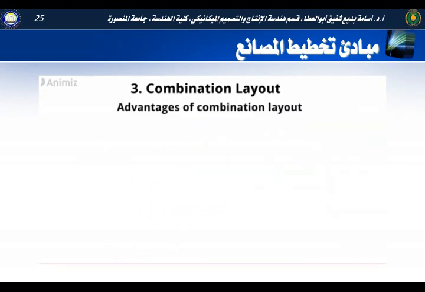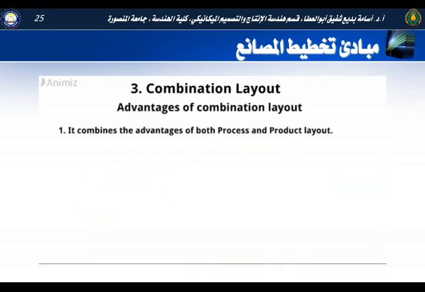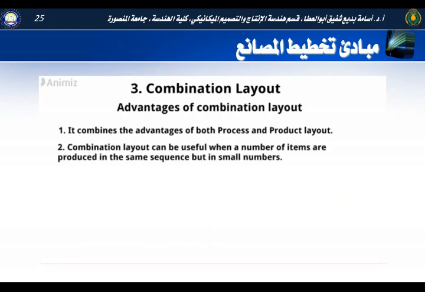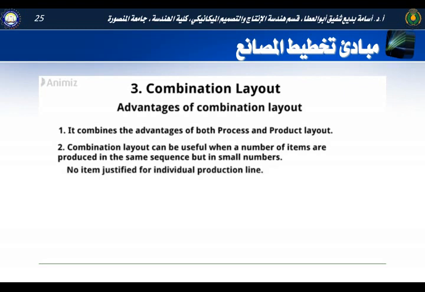Advantages of combination layout. 1. It combines the advantages of both process and product layout. 2. Combination layout can be useful when a number of items are produced in the same sequence but in small numbers, and no item is justified for an individual production line.